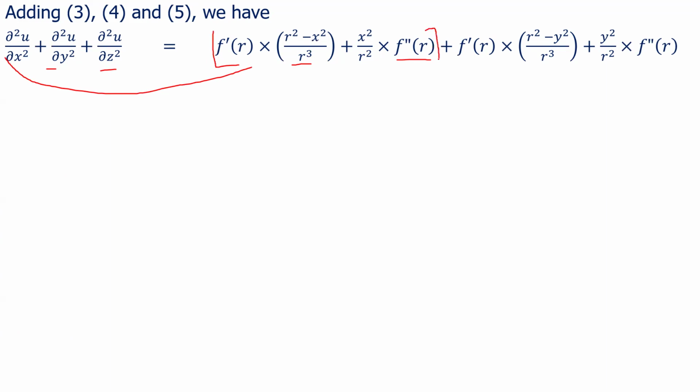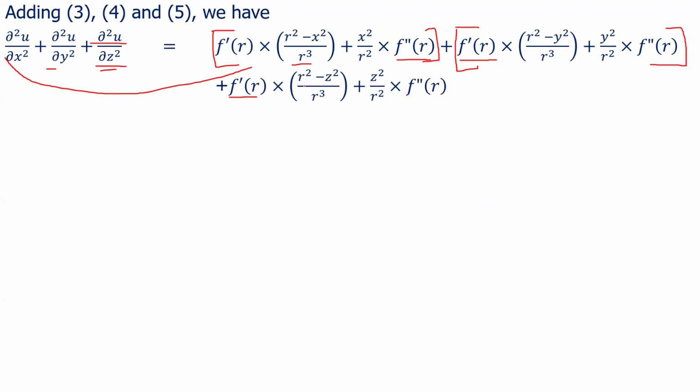Similarly, the value of del 2u del y square is f dash of r into r square minus y square upon r cube plus y square upon r square into f double dash of r. And the last one, what is the value of del 2u del z square? It is f dash of r into r square minus z square upon r cube plus z square upon r square into f double dash of r.